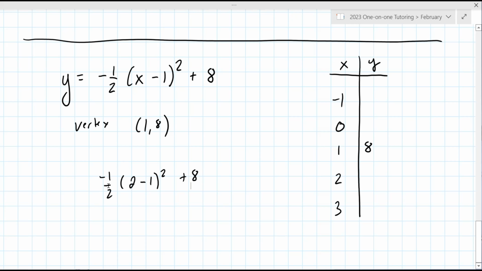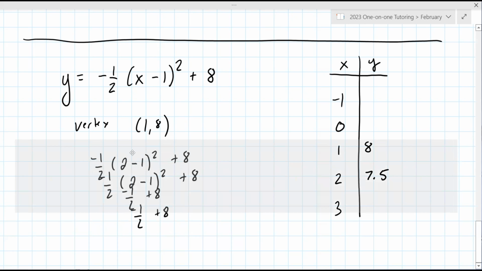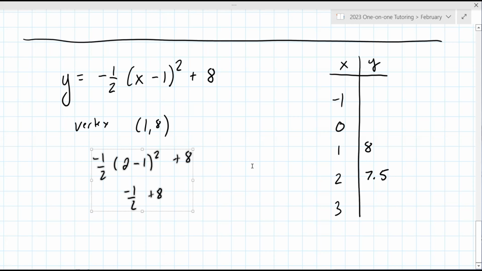-1/2. So this one's not terrible, but that's not really a nice point. So let's go to 3. Maybe 3 is better. And it would still be symmetrical, right? There's symmetry there, but what I'm going to show you shortly is that sometimes you don't necessarily want to use every point. So 3 minus 1 squared is 2 squared. 2 squared is 4. -1/2 of 4 is -2, plus 8 is 6.